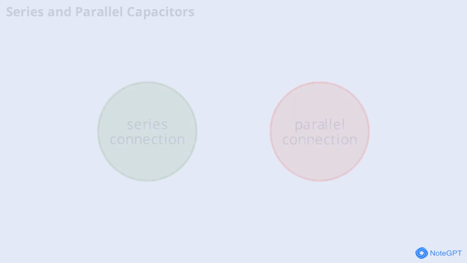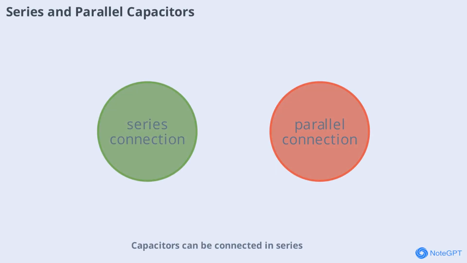Capacitors can be connected in series or parallel to achieve different total capacitances. In series, the total capacitance decreases, while in parallel it increases. This flexibility allows engineers to design circuits with precise energy storage and filtering capabilities. Understanding how to combine capacitors is a key skill in electronics and circuit design.